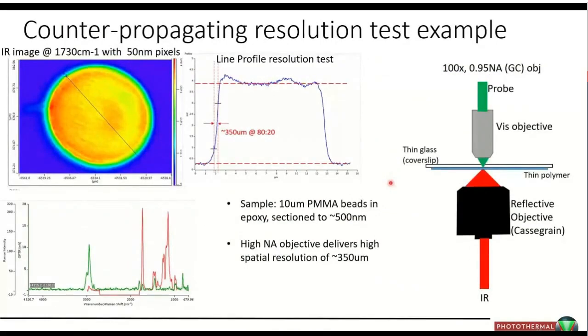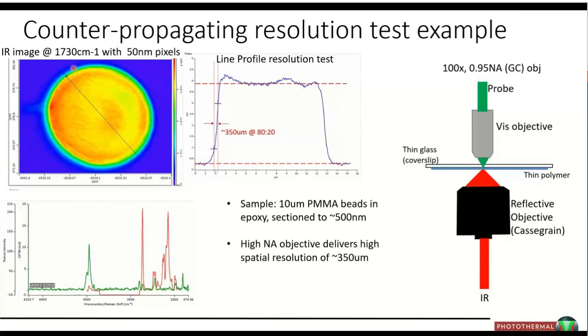So here's an example of a thin polymer film that's been measured on a glass cover slip upside down. And we use this as a resolution test example. These are PMMA beads, 10 micron PMMA beads in epoxy, and we section these to a few hundred nanometers. And we've taken an image of this at 1730, so a single frequency image at the carbonyl peak for your PMMA. And then if we take a cross section through there, that gives us a sense of the achievable spatial resolution.